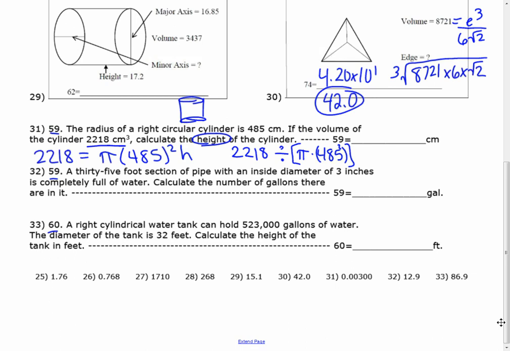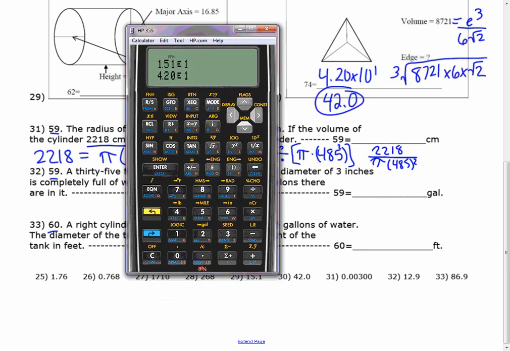So I picture it a little bit better if I write it one on top of the other like this. Okay. So in our calculator, we're going to start with our volume, 2218 enter. And this is what we're typing in right here. We'll do yellow pi divide, and we'll do 485 blue squared, and we're dividing by it as well. And we have to be careful with our units.